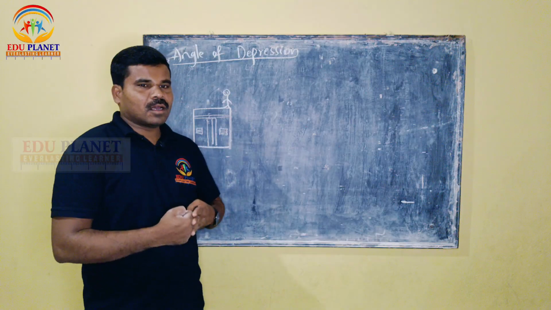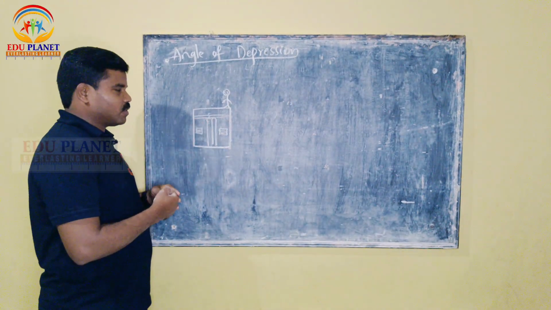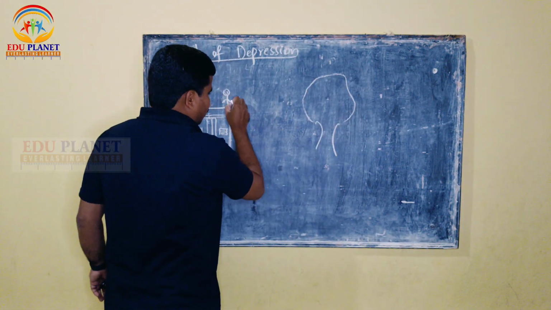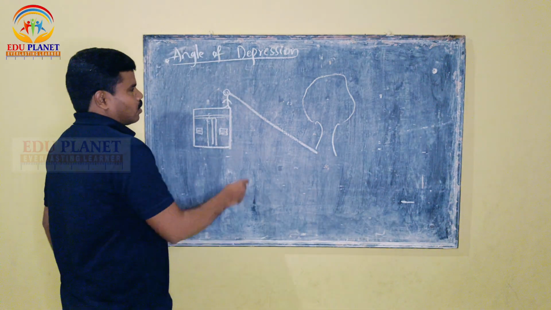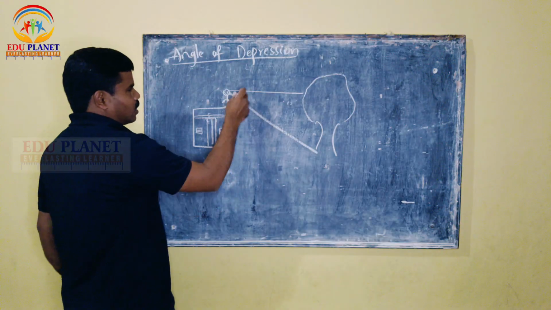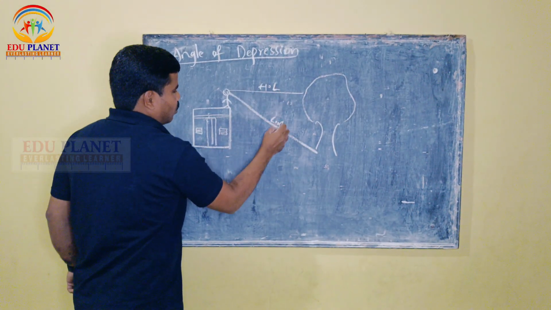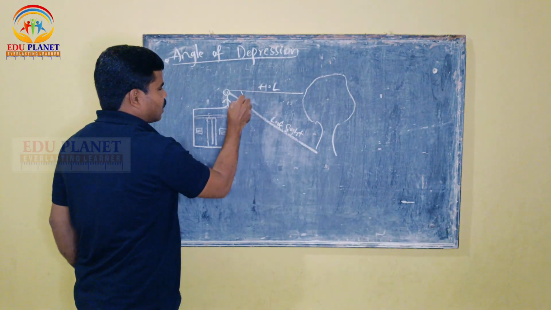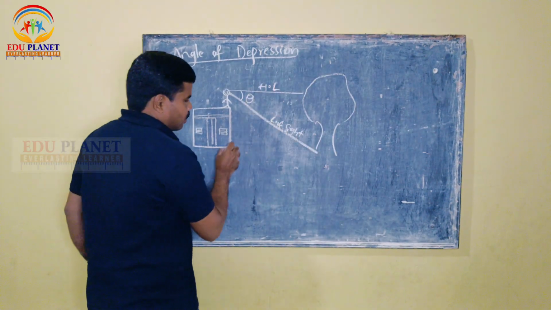We will see about angle of depression. Suppose you are at the top of the building and you are looking at the foot of the tree. Now see here, this would be your horizontal line, and this is the line of sight. Between the horizontal line and the line of sight, the angle of depression takes place, that is theta, and this could be your ground.